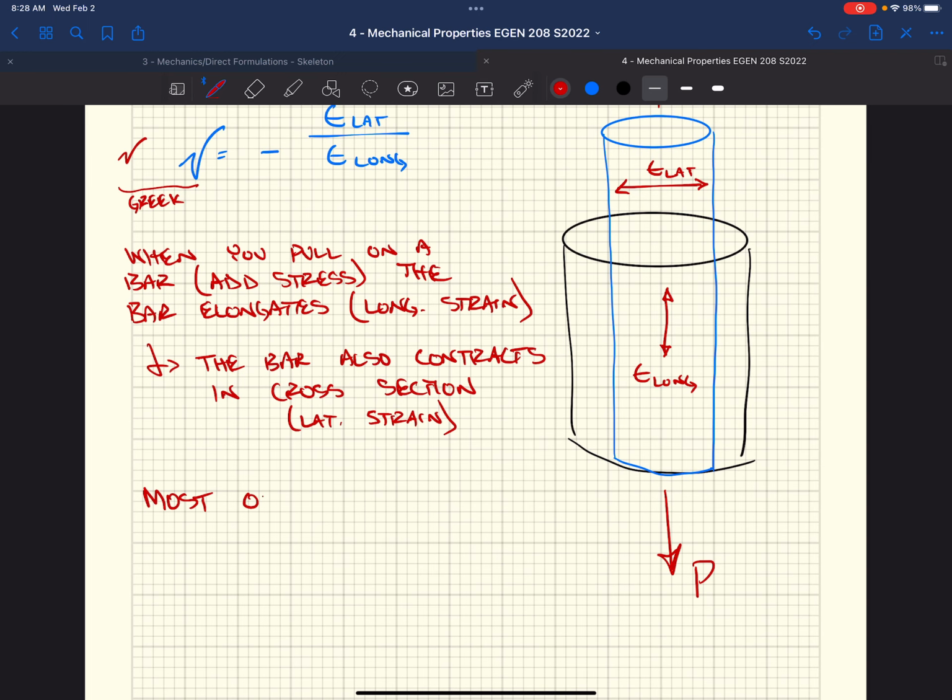Most of the time, I don't want to draw the symbol now. You guys are making me so self-conscious.